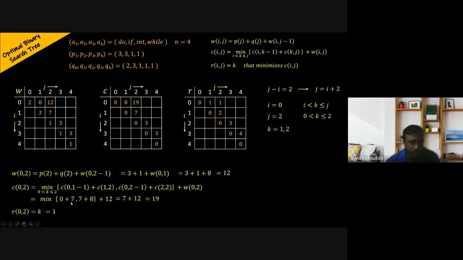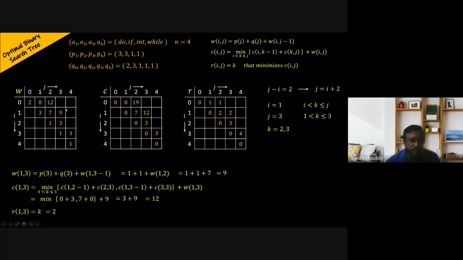So whichever K value gives us the minimum, that is going to be the root. In the same way, when I becomes 1, J will be I plus 2, so J will be 3. So we have 1 less than K less than equal to 3. So we get K value as 2 comma 3. With that, we fill up the cell 1 comma 3, because I is 1, J is 3.